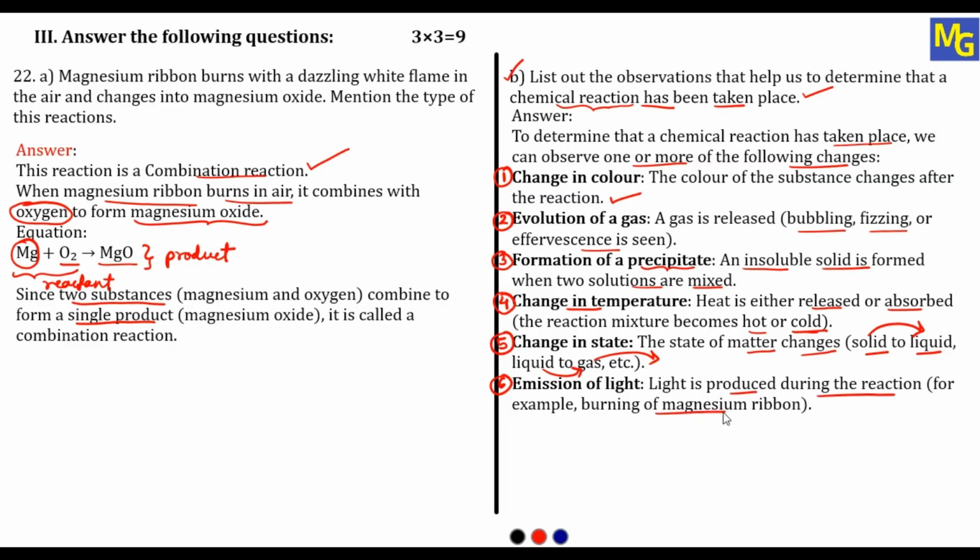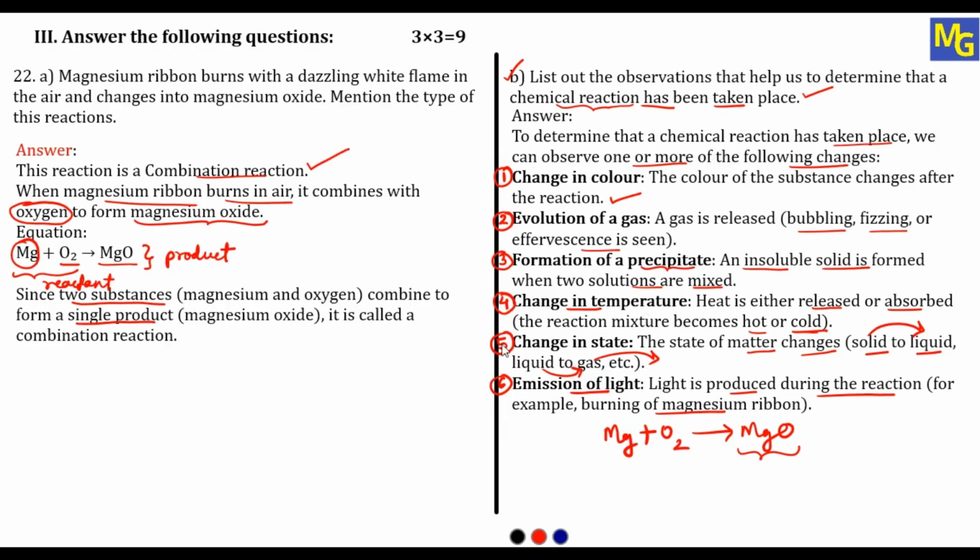For example, burning of magnesium wire. Just now I have explained here. Whenever we burn the magnesium wire, magnesium combines with the oxygen. It gives a dazzling white flame. That dazzling white flame means what? Emission of light. And whenever such kind of reaction takes place, you can see here, Mg plus O2 will give MgO. So we were having pure magnesium, but when it combines with this oxygen, it becomes magnesium oxide. This is a different compound you are getting. So we can say that chemical reaction has taken place.